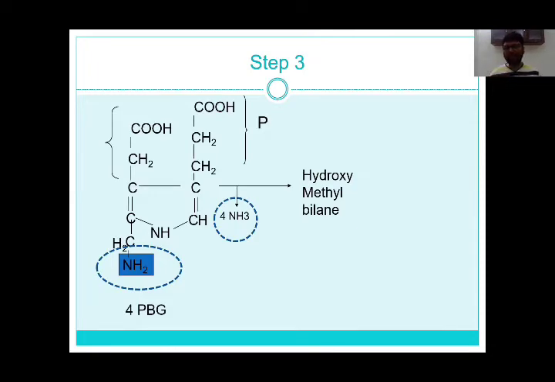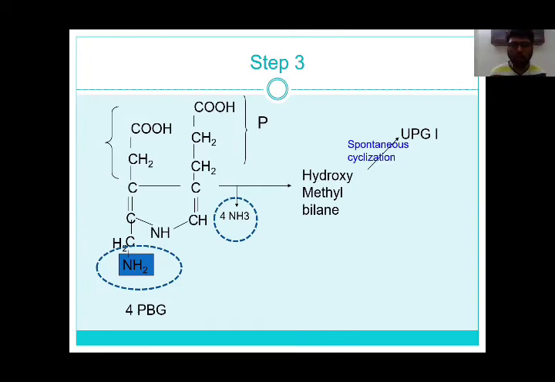This hydroxymethylbilane will immediately undergo spontaneous cyclization. The linear compound will form a cyclical compound which is called uroporphyrinogen 1. Why it is called uroporphyrinogen: normally in uroporphyrin the pyrrole rings will be connected by methenyl bridges, CH bridges. But here it is connected by CH2 bridges, methylene bridges. That's why the resulting product we call it with the suffix gen, uroporphyrinogen.